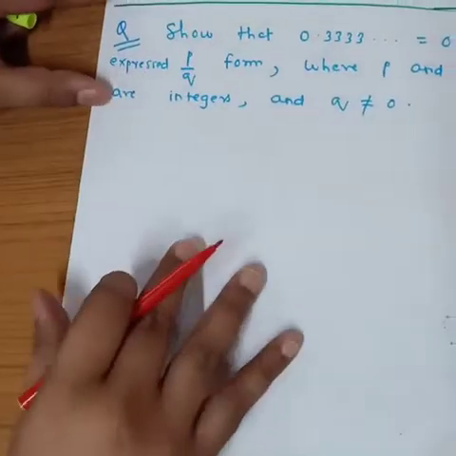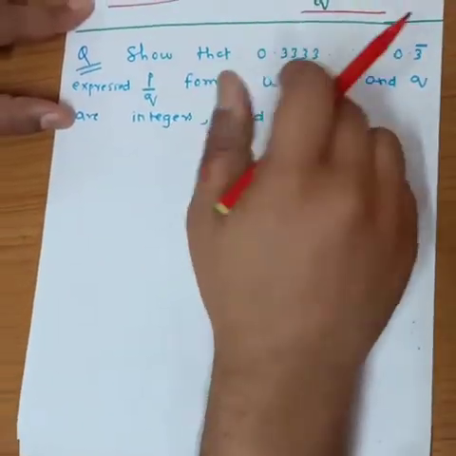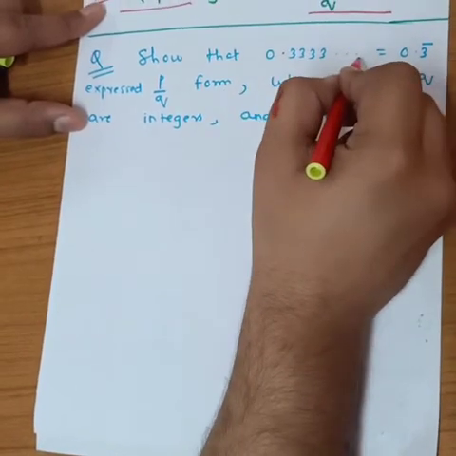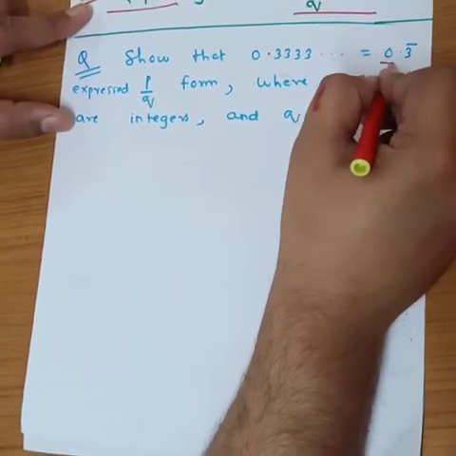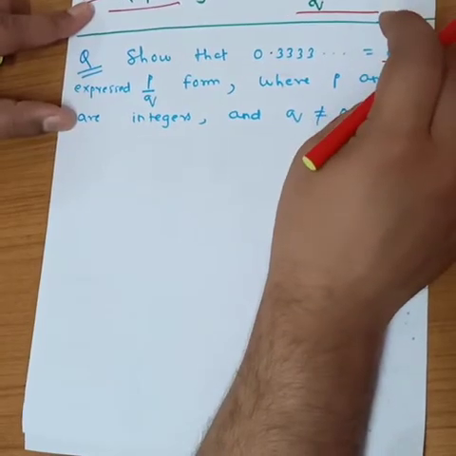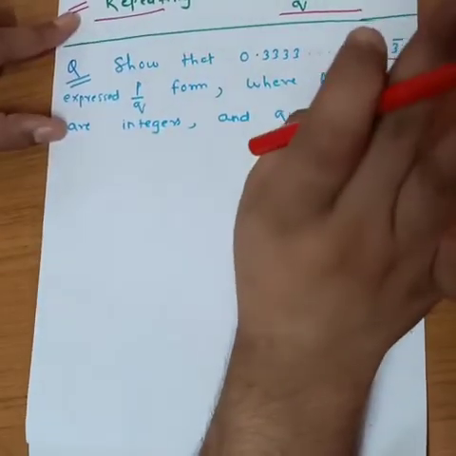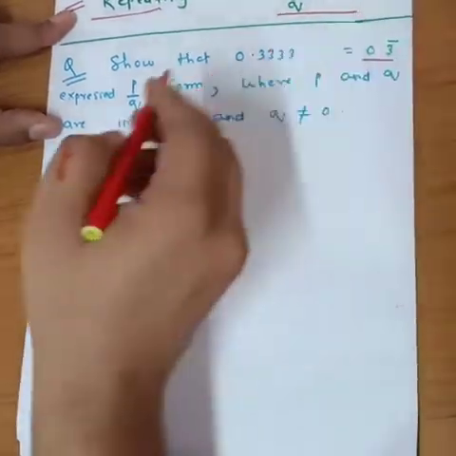So let's take one example, that is 0.333. It means that after the decimal the digit 3 is repeating, so we can write it as 0.3 bar, because only the digit 3 is repeating. Now you have to convert this into the p by q form where p and q are integers and q is not equal to 0. So this is the most important question.